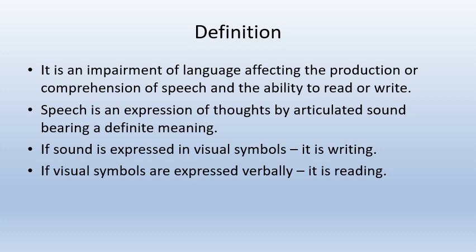That is, when something is spoken and you write it down using a pen on a piece of paper and use alphabets, it's called writing. If visual symbols are expressed verbally, it is reading. That is, something is written on a piece of paper and you use your muscles of articulation and produce a sound. It is called reading.